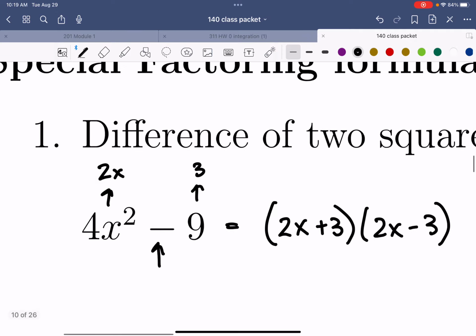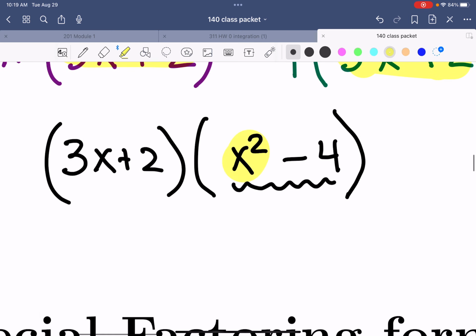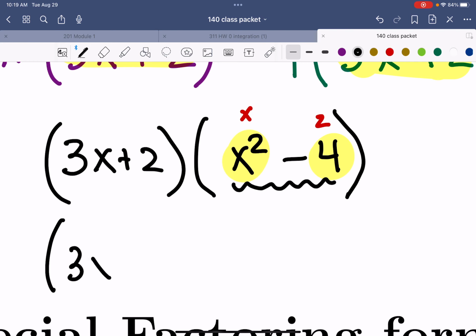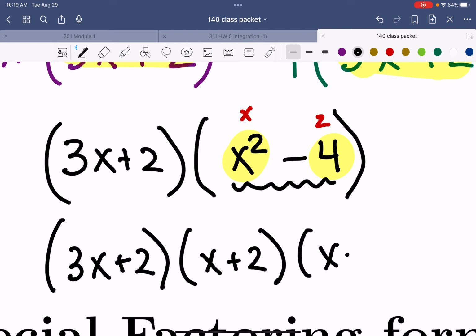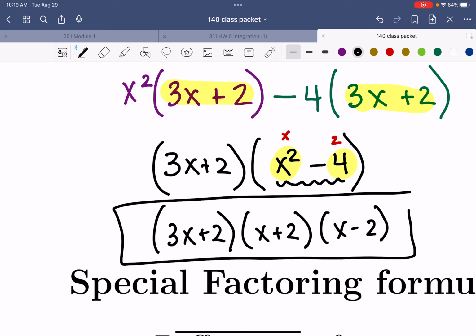Okay. So up here, where we had x squared minus 4, both of these are perfect squares. The square root of x squared is x, the square root of 4 is 2, and so that means I would bring my 3x plus 2 with me, but now I'm going to factor the second one as x plus 2 and x minus 2. And that is my final answer.